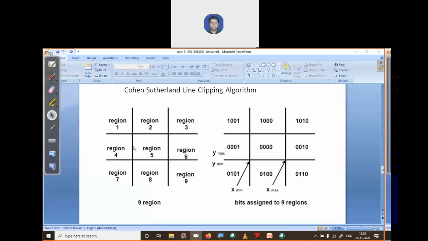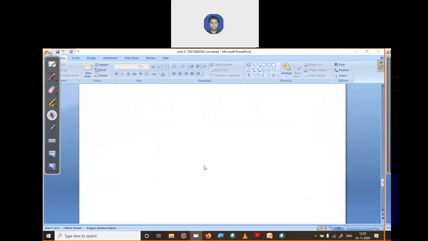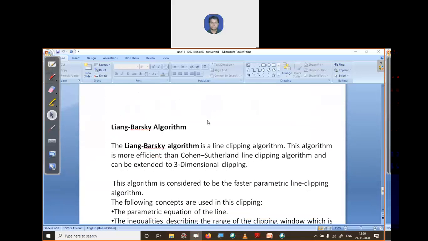So in today's class, we are going to discuss the next line clipping algorithm. The next line clipping algorithm is the Liang Barsky line clipping algorithm. The Liang Barsky is a line clipping algorithm. This algorithm is more efficient than Cohen-Sutherland, efficient in terms of time and complexity, and can execute even for three-dimensional clipping. We can also extend the Liang Barsky algorithm to three-dimensional clipping as well.